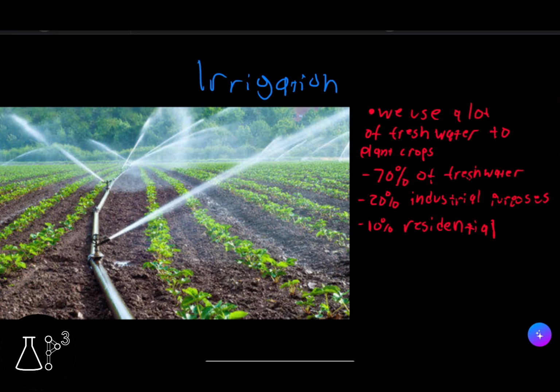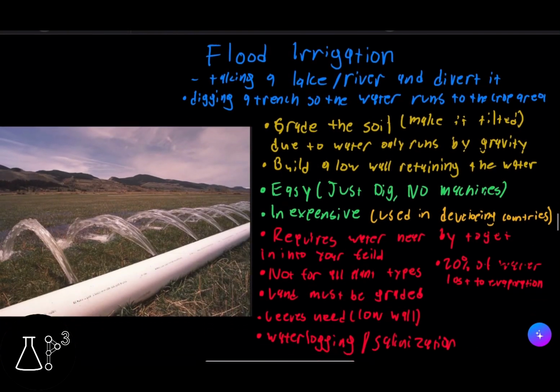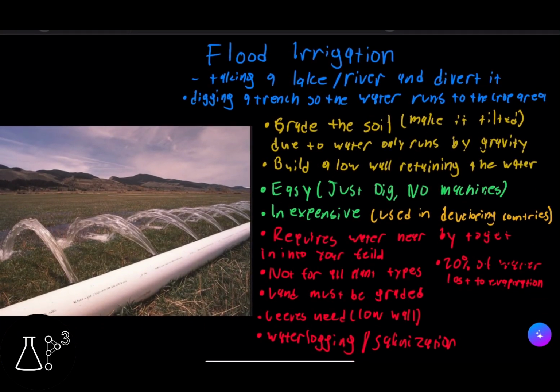Now there are 4 types of irrigation we're going to go over today. We're going to go over flood first, then furrow, and I believe spray, and then drip irrigation is going to be the last one. So let's talk about flood irrigation first. Flood irrigation is basically taking a lake or a river and diverting it, digging a trench so the water runs to the crops area. Basically, we're just bringing the water from the lake to the crops by digging a trench.